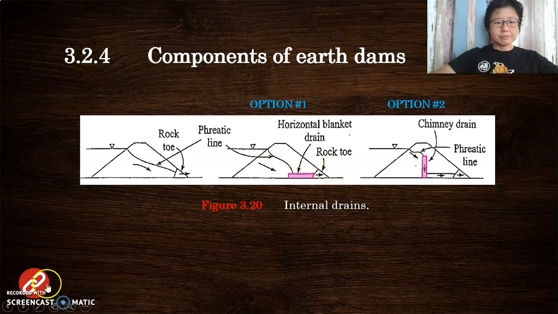If water is being accumulated in the dam, you can imagine what's going to happen. Water pressure will build up around the toe area and push this sloping part off the main body of the earth dam, and that can cause a slope failure.